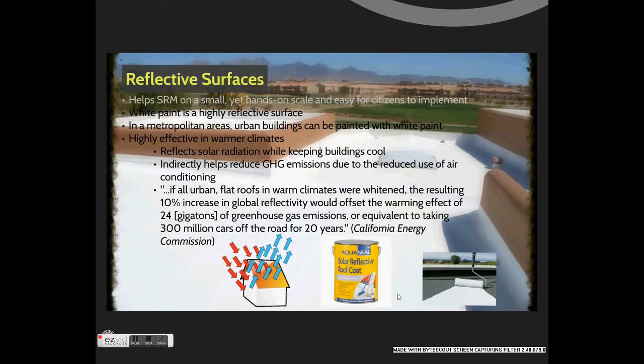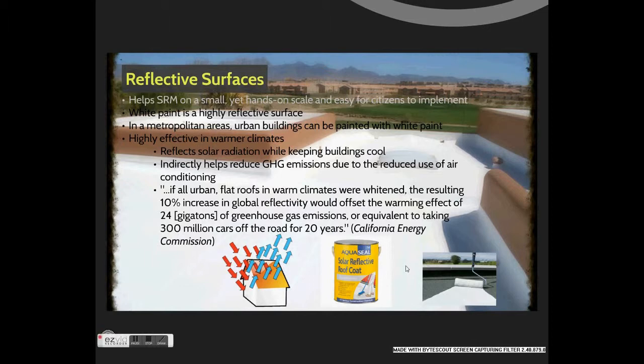And finally, reflective surfaces. Reflective surfaces actually help solar radiation management on a small yet hands-on scale, and it's easy for citizens to implement. White paint is a highly reflective surface in comparison to many other colors. In metropolitan areas, urban buildings can be painted with white paint. It is also much more effective in warmer climates. White paint actually reflects solar radiation while keeping buildings cool. It also indirectly helps reduce greenhouse gas emissions due to the reduced use of air conditioning.